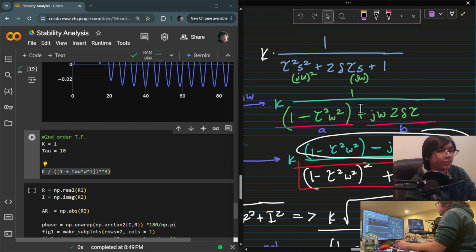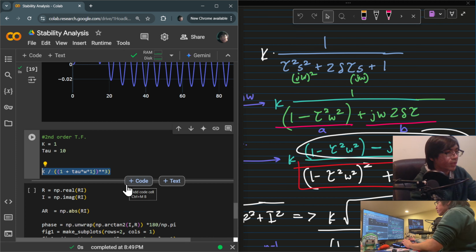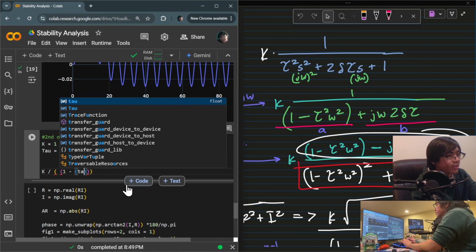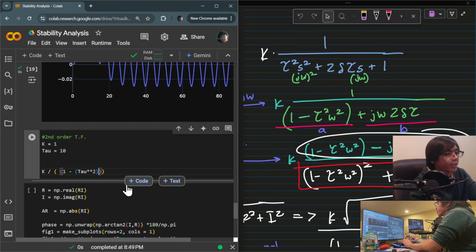Did I not do that? All right, here is what I want. So course label A and B. This is what I'll be typing in. So I'll just type it in without assigning it a variable name. It'd be k times, I guess we can do divide. We have 1, I'll do extra parentheses. So 1 minus, and then tau is capital tau, double T, squared. Omega is also squared.